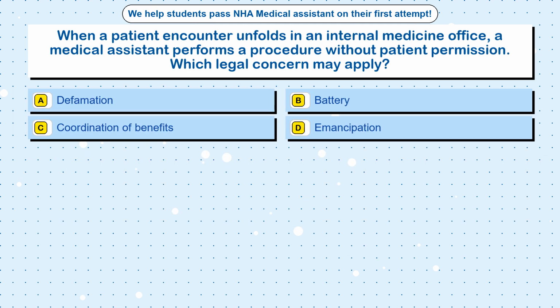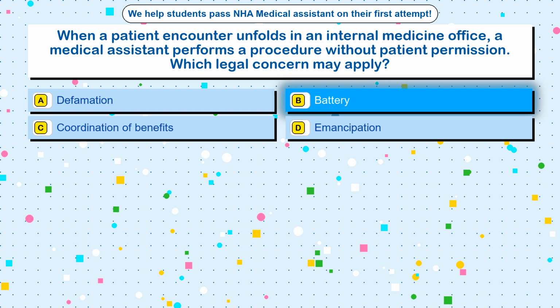Question 58. When a patient encounter unfolds in an internal medicine office, a medical assistant performs a procedure without patient permission. Which legal concern may apply? Option A. Defamation. Option B. Battery. Option C. Coordination of benefits. Option D. Emancipation. The correct answer is option B.